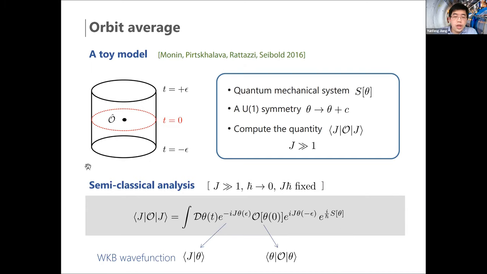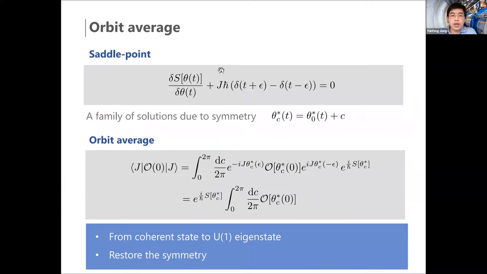And we are doing the semi-classical analysis, so we can consider the path integral to be dominated by the saddle point. So we can find the saddle point equation. This is a standard story. Now, because we have this U(1) symmetry, if we have one saddle point solution, say theta zero star, then by shifting it by some amount C, it is also a solution. So in fact, we have a family of solutions called theta star C, parameterized by this C.